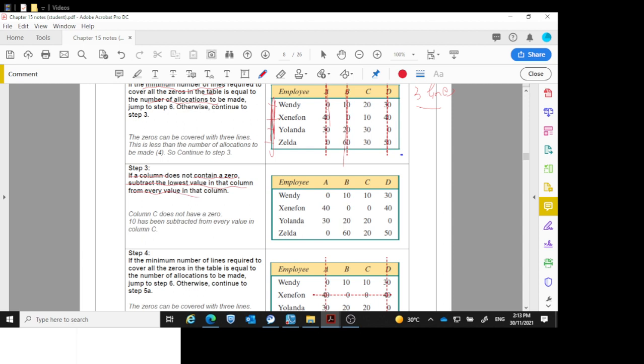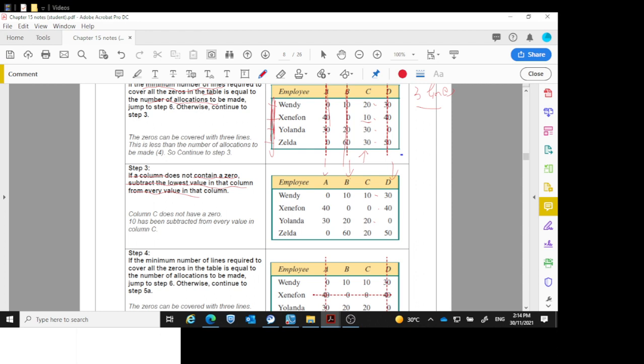If we look at column A, that's got a 0, so I'll just keep those numbers. Column B has a 0, so I'll keep those numbers. Column D has a 0, so I'll keep those. Column C doesn't have a 0, so the lowest number is 10, so I subtract 10 from all the numbers. So I get 10, 0, 20, 20.